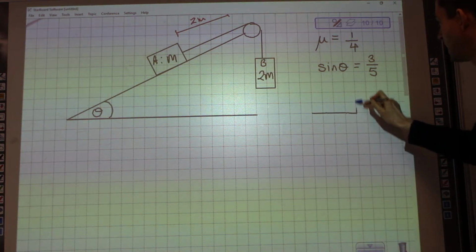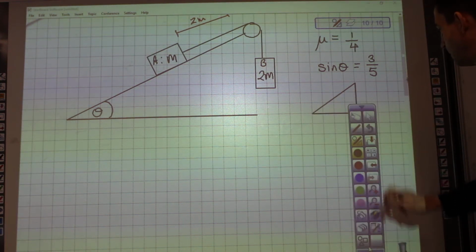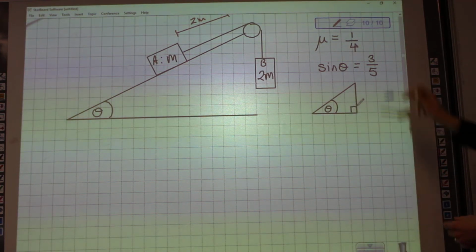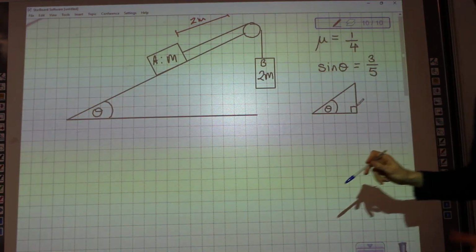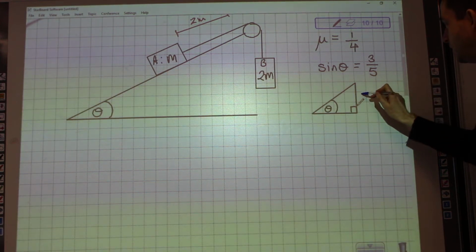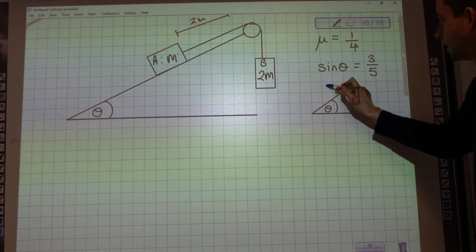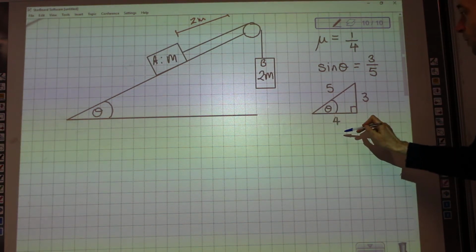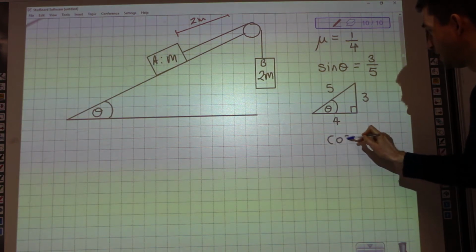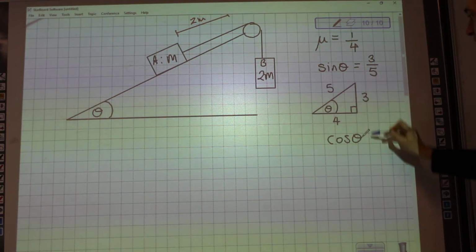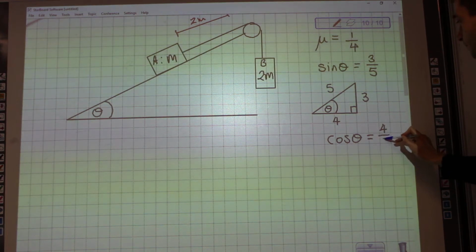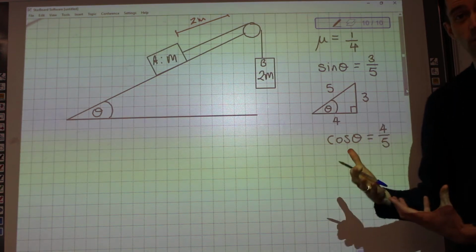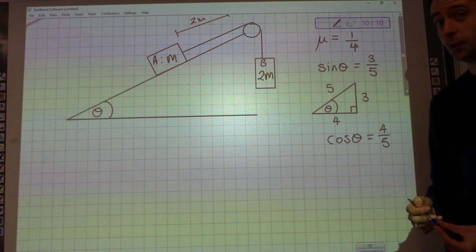The way to do that is just to draw out a very quick right angle triangle with an angle of theta. Now if sine theta is 3 over 5 and sine is opposite over hypotenuse, it means you have an opposite of 3 and a hypotenuse of 5, which using Pythagoras means that your adjacent must be 4, and therefore cos theta, using adjacent over hypotenuse, must equal 4/5. If you do enough mechanics, that's the kind of thing that you will just be able to see and remember rather than having to draw out that triangle every single time.